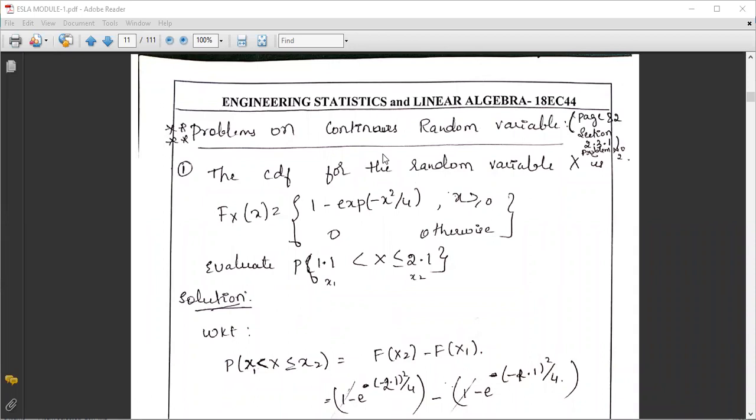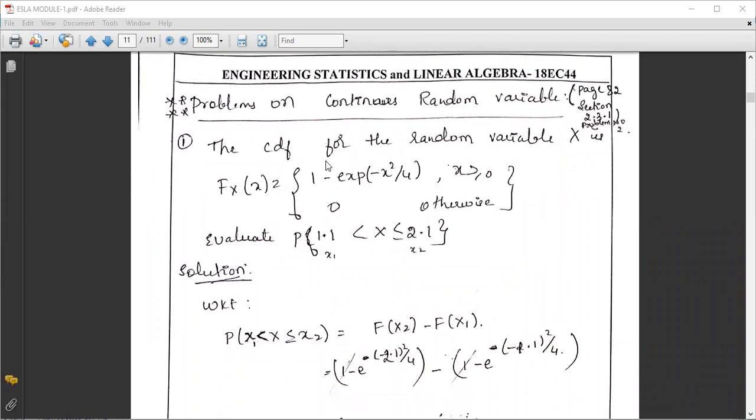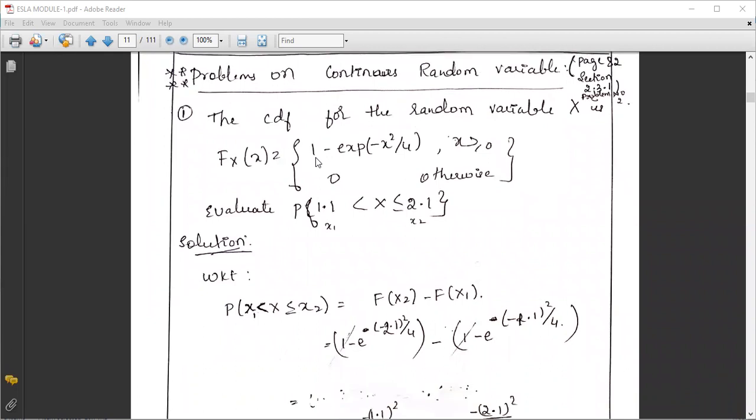Dear students, in today's class, we will see problems on CDF, continuous random variable, and cumulative distribution function. The problems are on the cumulative distribution function. Okay. So now the problem says the cumulative distribution function for the random variable x.